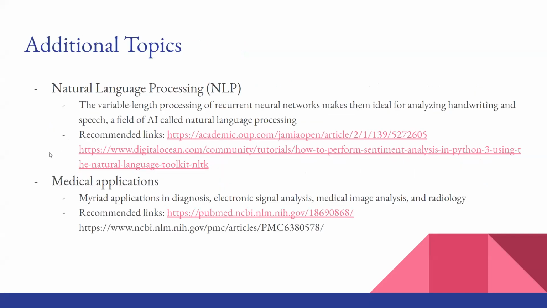All right. So there's a few additional topics that we didn't feel needed heavy slides, but that we could nonetheless go over anyway. One of the additional topics that we were considering is natural language processing, or NLP, which is the variable length processing of recurrent neural networks to make them ideal for analyzing handwriting and speech, the field of AI called natural language processing.